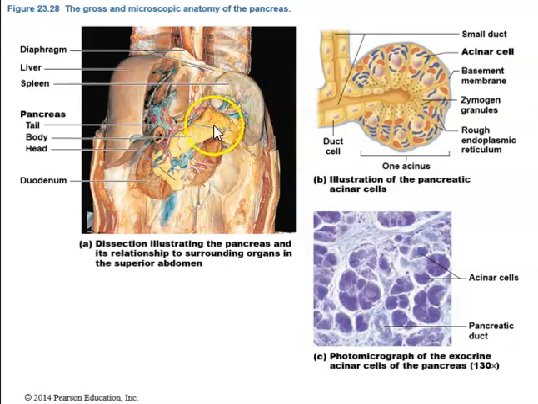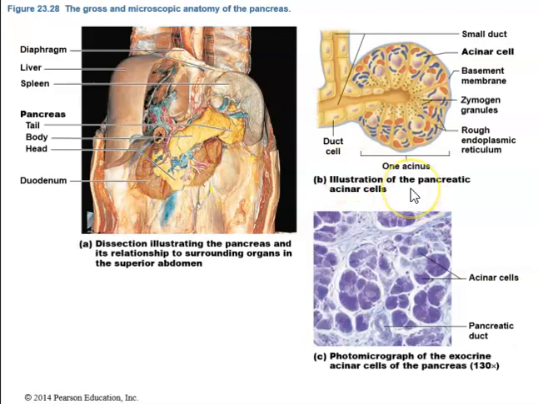Here is the body of the pancreas, and then the head of the pancreas abuts the second part of the duodenum. And this is where we have the draining of the common bile duct and the main pancreatic duct into that second part of the duodenum.